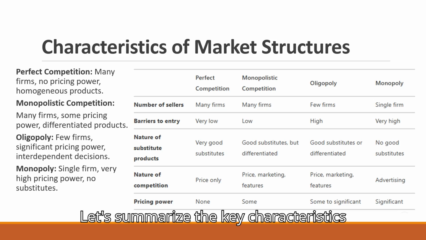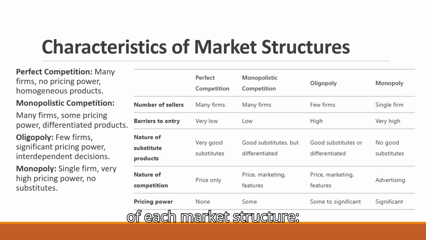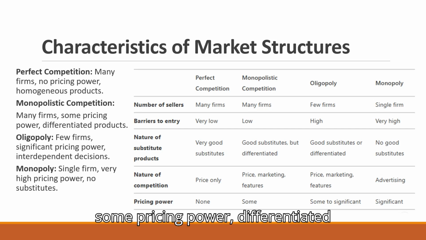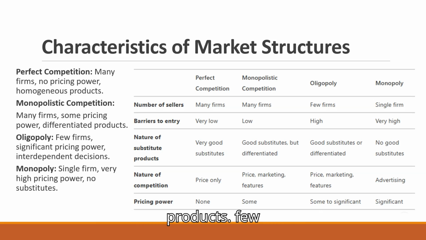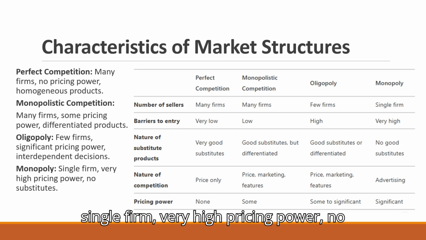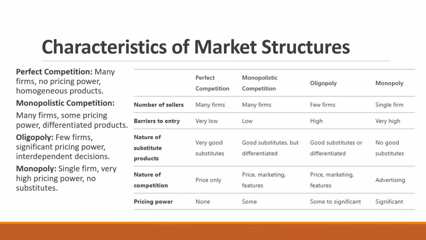Let's summarize the key characteristics of each market structure. In perfect competition: many firms, no pricing power, homogeneous products. In monopolistic competition: many firms, some pricing power, differentiated products. In an oligopoly: few firms, significant pricing power, interdependent decisions. In a monopoly: single firm, very high pricing power, no substitutes.